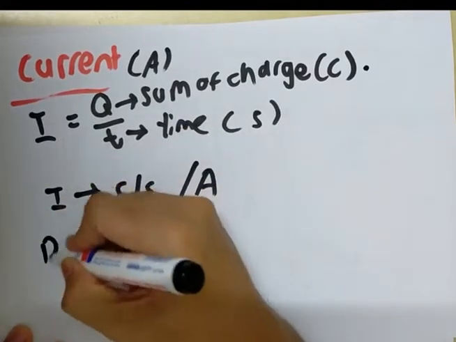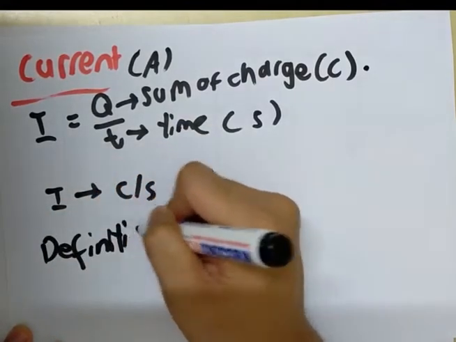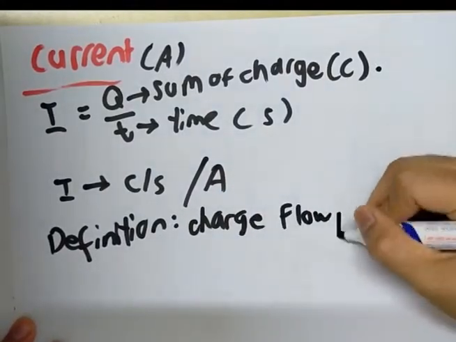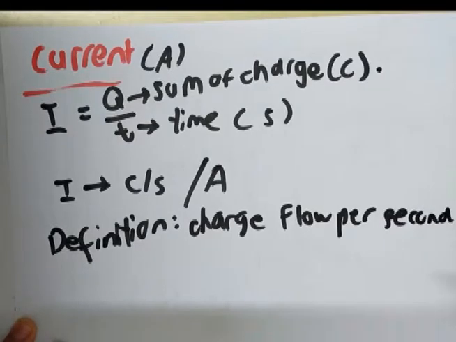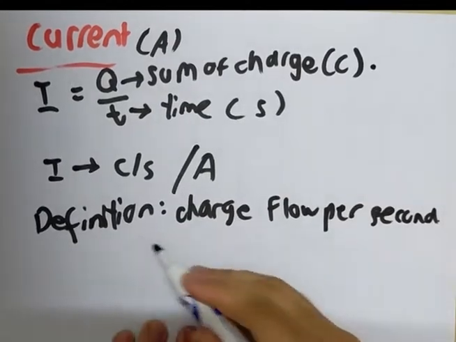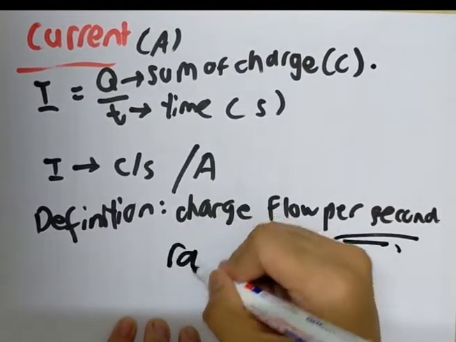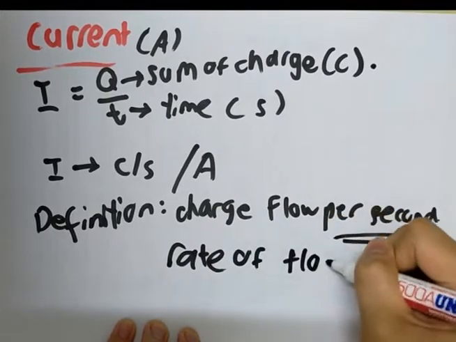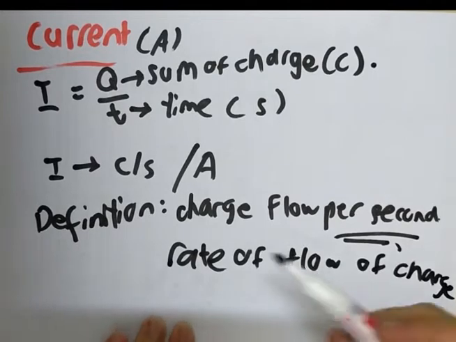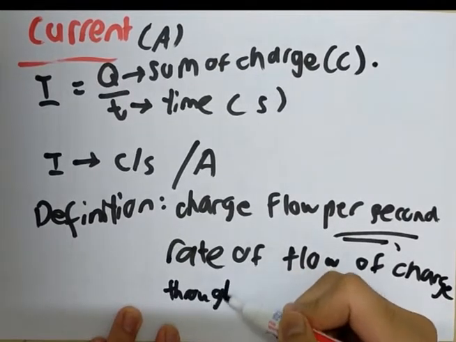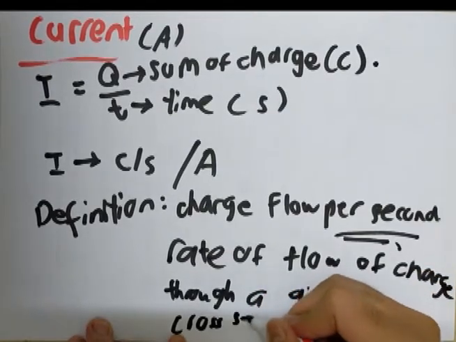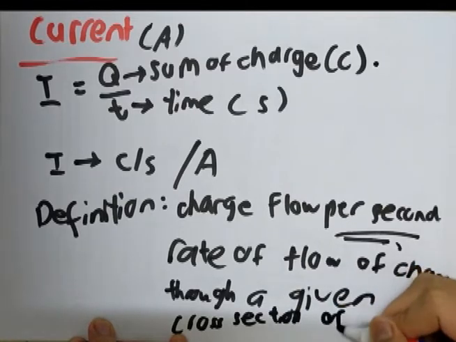So that gives you a definition, which is charge flow per second. In an exam, if you want to answer your questions, just write charge flow per second, which could also be said as the rate of flow of charge. If you want to add something more, through a given cross section of a conductor.